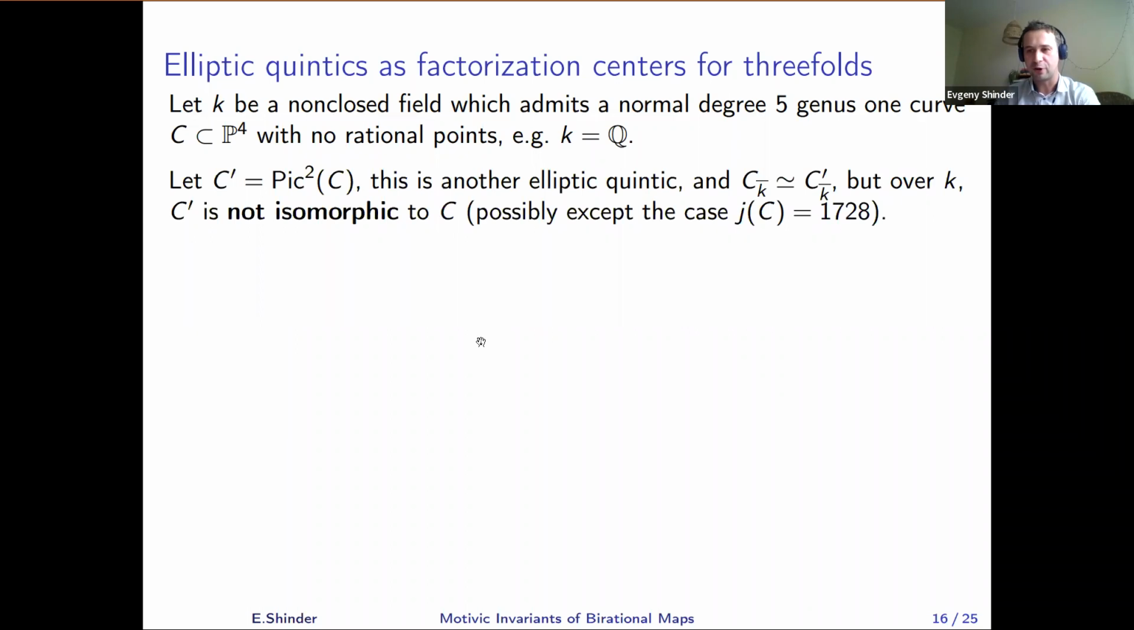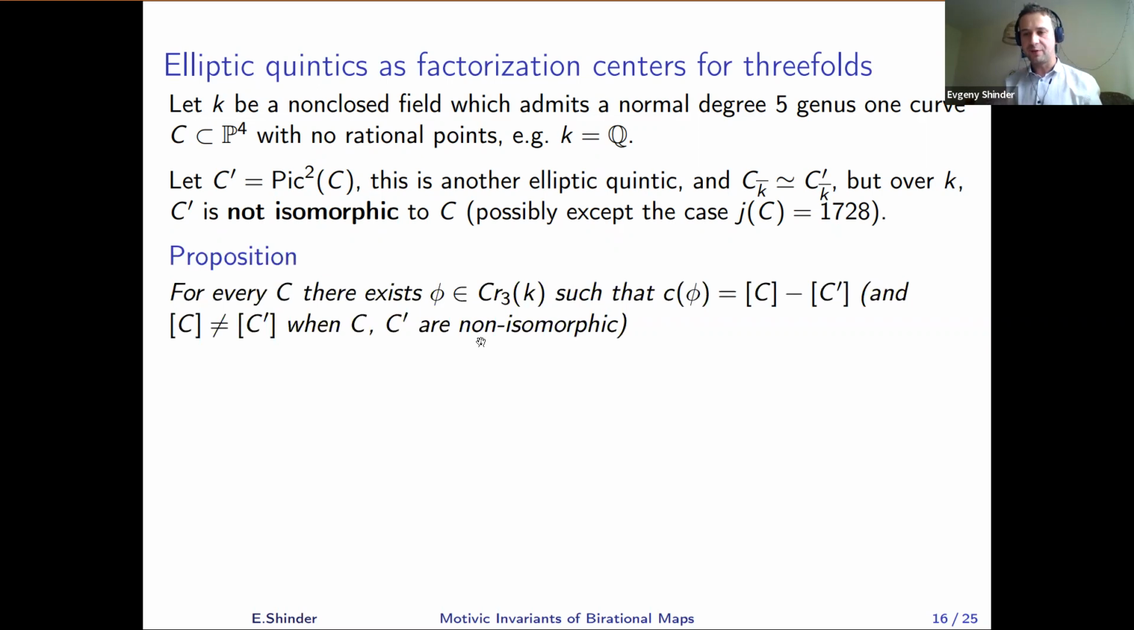And then the other curve, its partner, is Pic 2. So it is the Picard variety of degree 2 divisors on C. So they are twisted forms of each other over the algebraic closure. They're isomorphic, but usually they're not isomorphic over K. Unless you have a point or there's an exceptional case of special j-invariant, these will be two different curves over K.